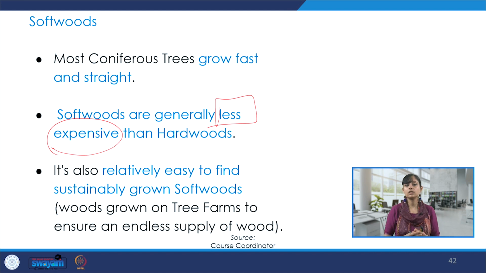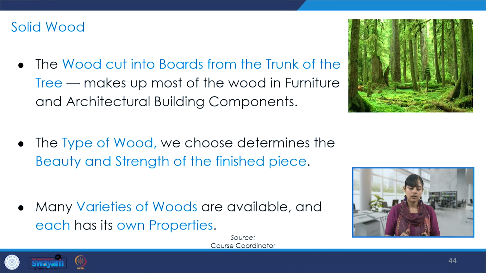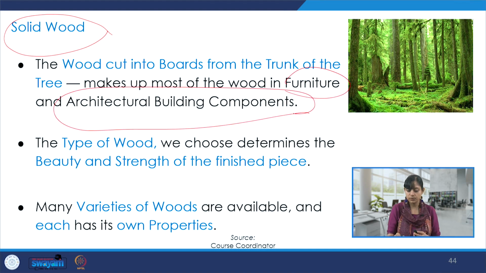So therefore, a lot of designers and a lot of projects try to focus on the softwoods for that reason. Some of the images and some examples over here. Now, when we talk about solid wood, the wood cut into boards from the trunk of the tree makes up most of the wooden furniture and architectural building components. So solid wood is used in a lot of furniture, architectural building components, and interior architecture projects.